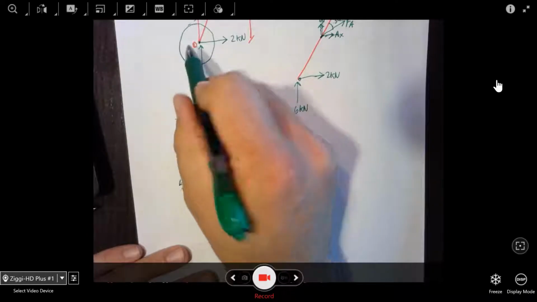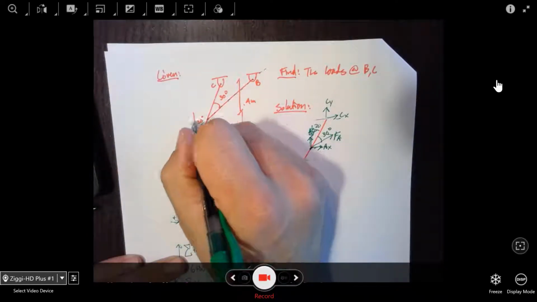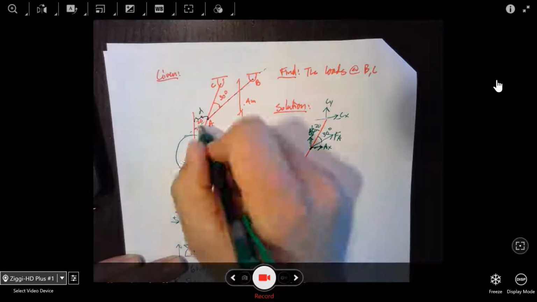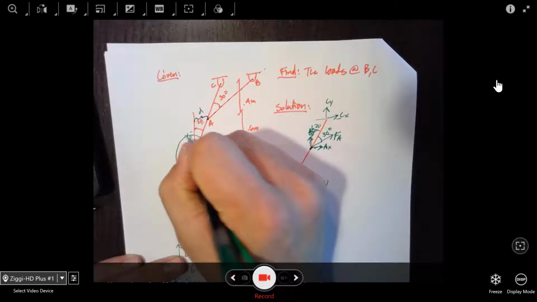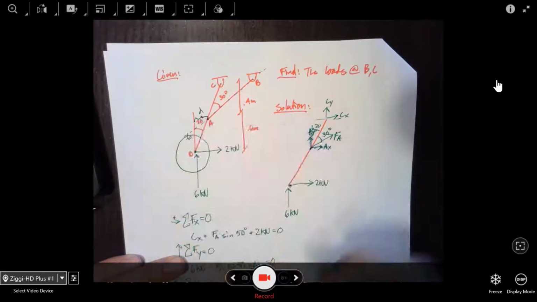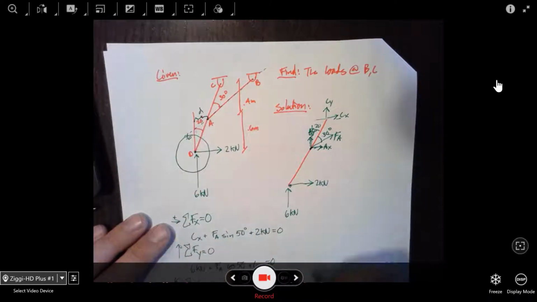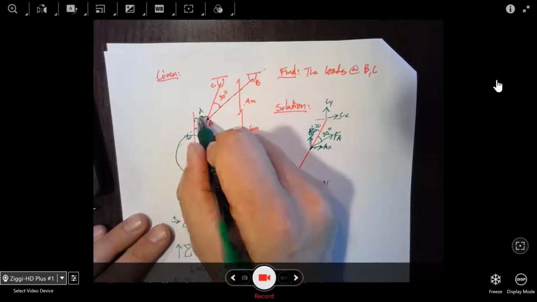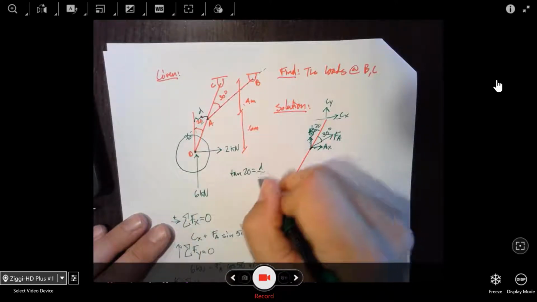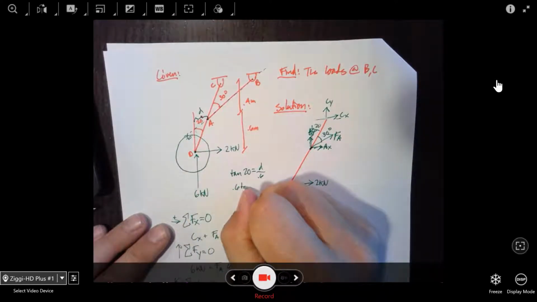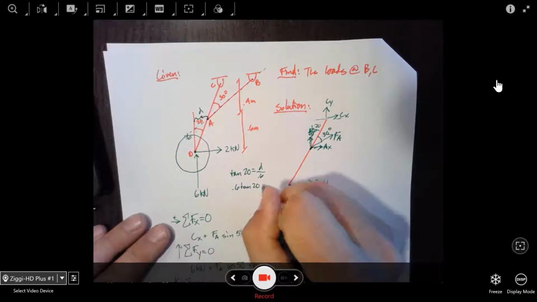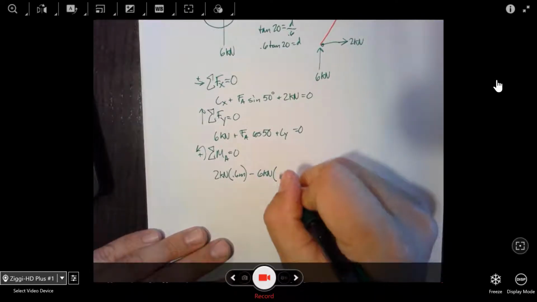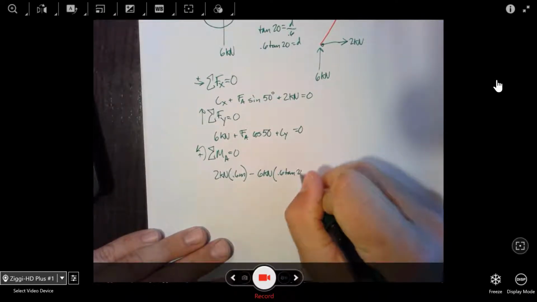That'd be minus, though, 6 kilonewtons. And I need to figure out what this distance here is. What's this D? And doing some trig, I know this is 0.6. I can figure out that the tangent of 20 would be equal to the opposite, D, over the adjacent, 0.6. Or 0.6 tan 20 is equal to D. Okay, so I'm going to put that down here for my lever arm. That would be 0.6 tan 20.